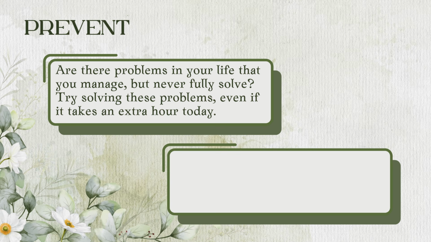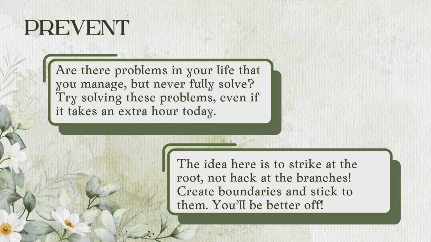All those kinds of things are preventable, but you need to make a little extra step to actually solve that problem. The root is the problem, not the branches. So we have to strike at the root, not hack at the branches. This is like when you're pulling weeds and you don't just cut off the top of the weed, you have to pull the whole weed out of the ground so that it doesn't grow back. So if you can create boundaries and stick to them, you'll be much better off.